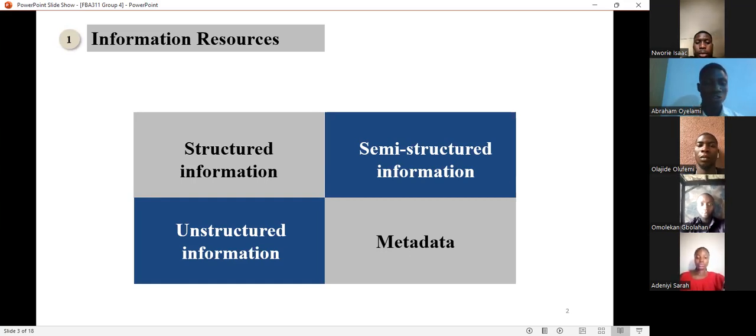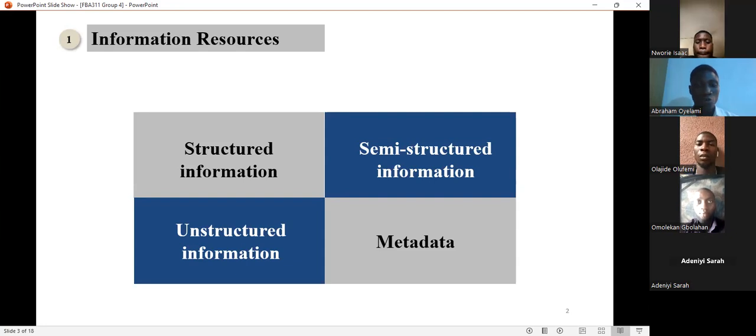Unstructured information, on the other hand, is information that is not organized. It is without inherent structure and is very difficult to query or extract meaningful data from. Semi-structured information, which is the third one, is a thin line between structured information as well as unstructured information. It is in between. It is not fully structured and is partly unstructured.